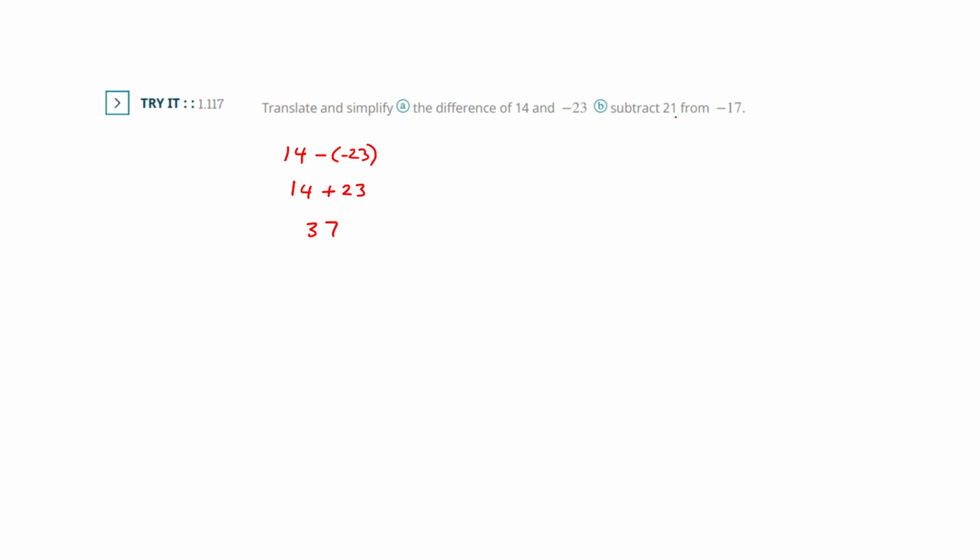Okay, subtract 21 from negative 17. This one makes me go the other way around. I'm taking away 21 from negative 17. So I'm really just putting together two negative numbers, negative 38.